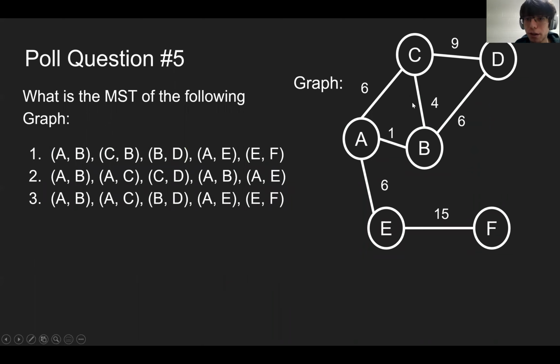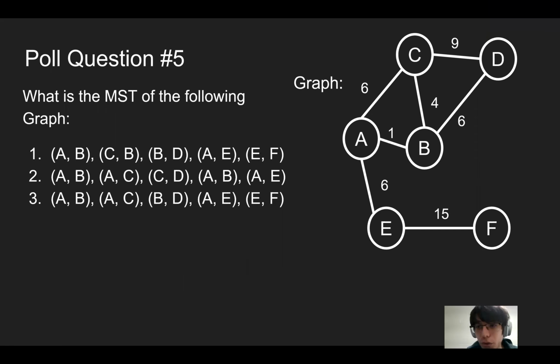First and foremost, we're going to make use of union find. The first thing we're going to do is take all the edges and sort them by their weight. So we sort the edges by their weight. And the next thing we do is choose them one by one.